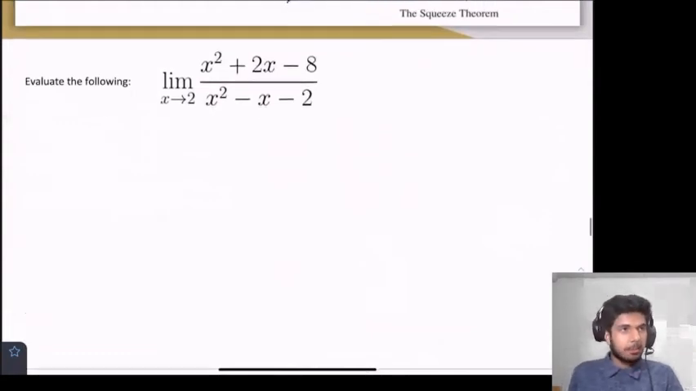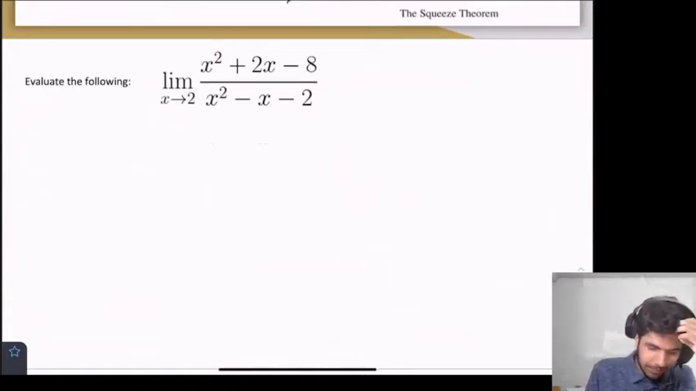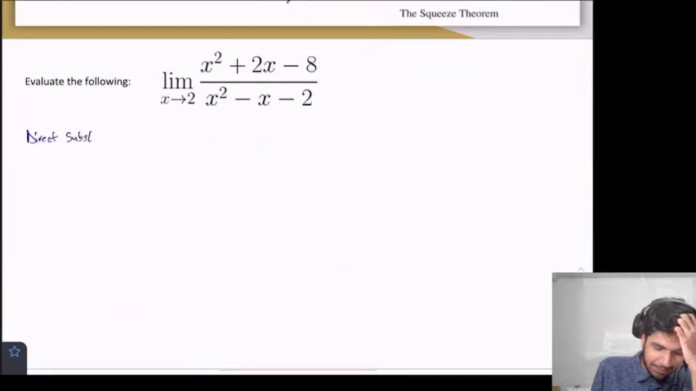Alright, let's do another example. So we have the limit as x approaches 2 of that equation. I'm not going to read it. So let's try our favorite trick, direct substitution. And remember, if direct substitution seems to work, then it's probably right.